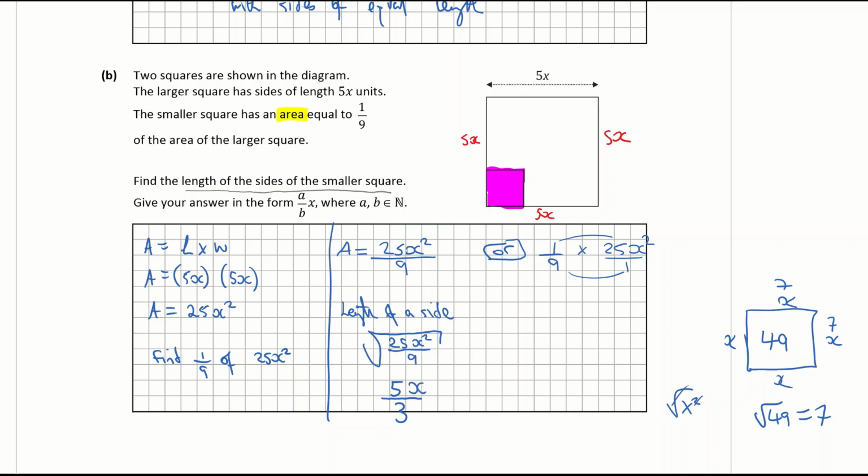So the square root of the 25 is 5. Square root of x squared is x. And the square root of 9 is 3. So the length of a side is 5x over 3. Now we're not told whether it's centimeters or meters or kilometers, so I'm just going to call it units. And that's question 10 finished.